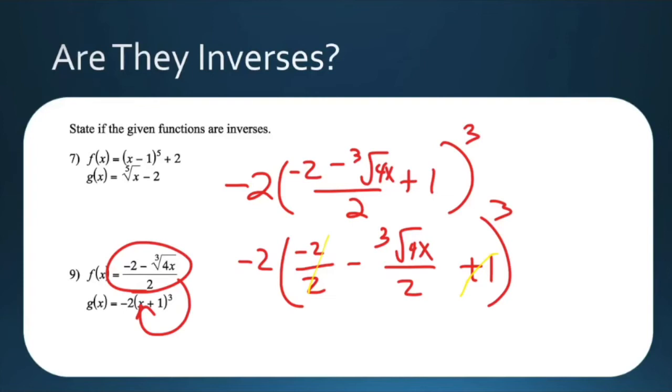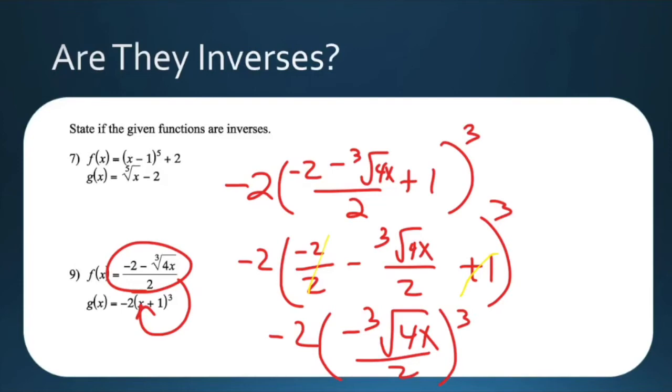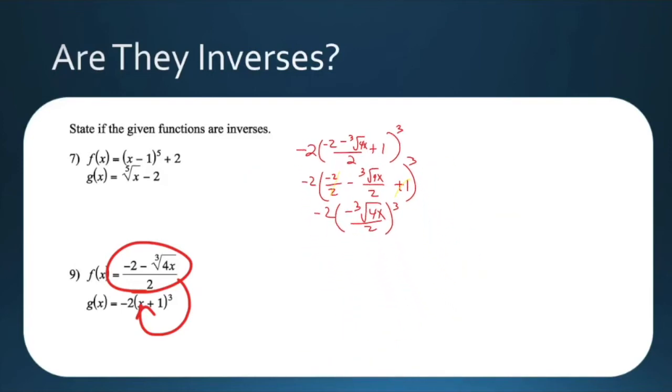negative 2, negative cube root of 4x over 2 cubed. Oh goodness, I'm running out of room. All right, small. I'm running out of room and I don't write small. Now what? Do the negative 2 and the 2 cancel out now? Because that's just a multiplication and that's division. Not yet, because it's still cubed.